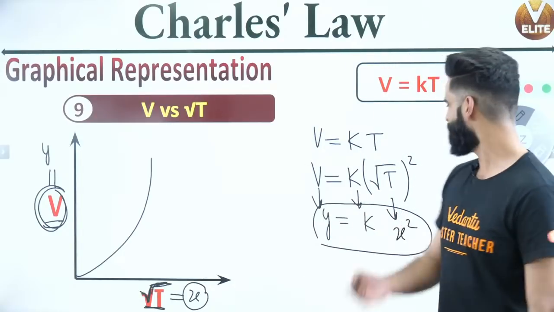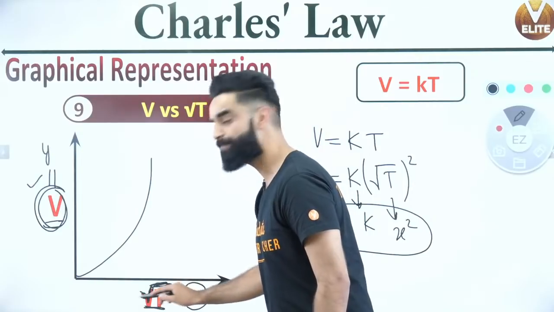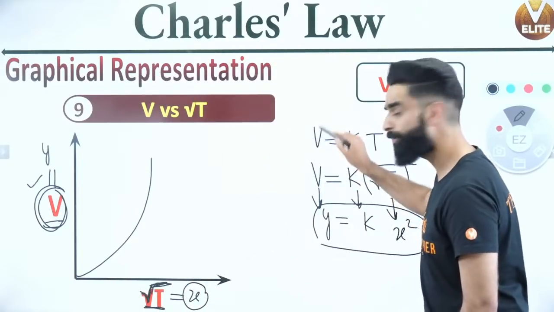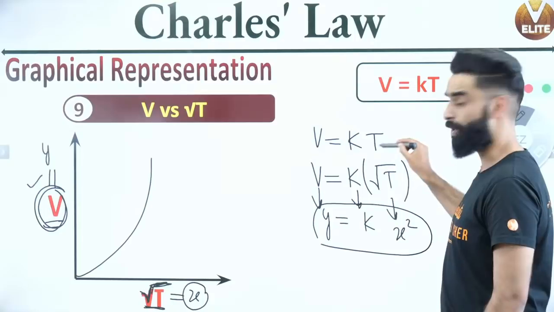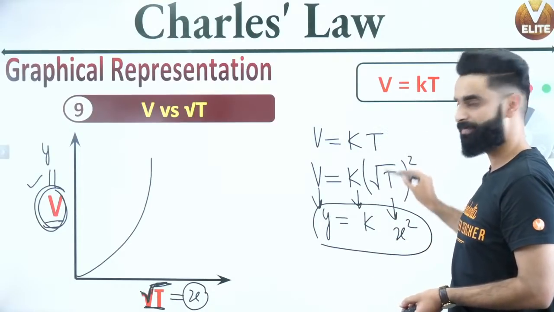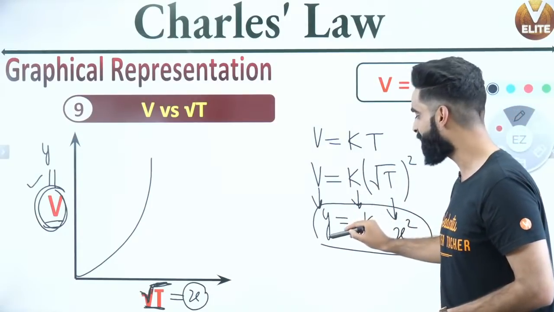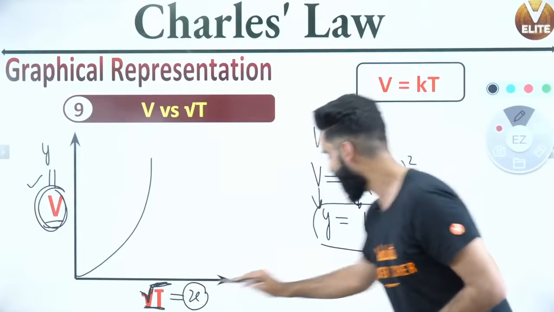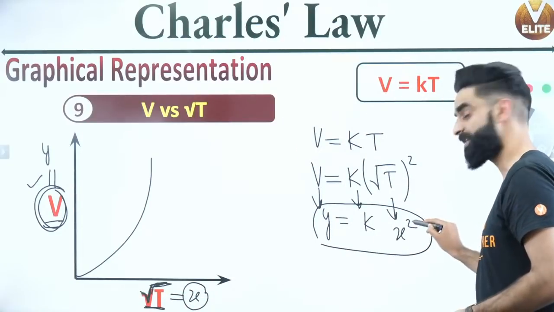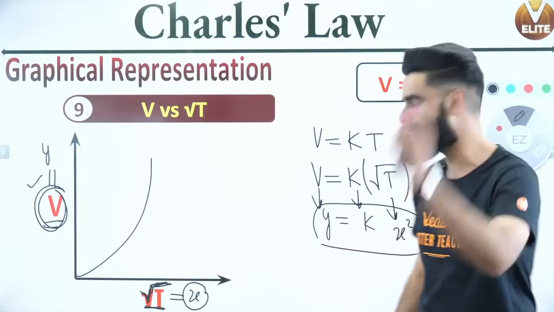It's simple. Along the y-axis I'm plotting volume, along the x-axis I'm plotting root T. Over here I have V, but over here I have T, so this T I have to convert into root T form. Instead of T, I can write root T whole square. So instead of V, I'm getting y, and instead of root T, I can write x, but since it is root T squared, this comes squared. Y is equal to kx square is the parabola opening upwards. I'm sure this is clear to everyone.